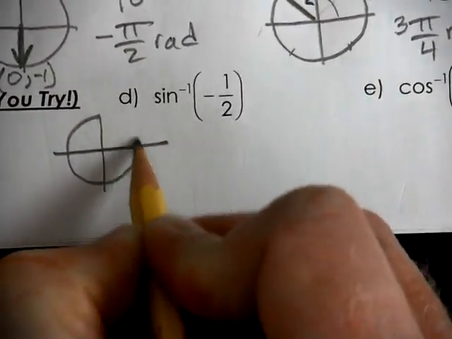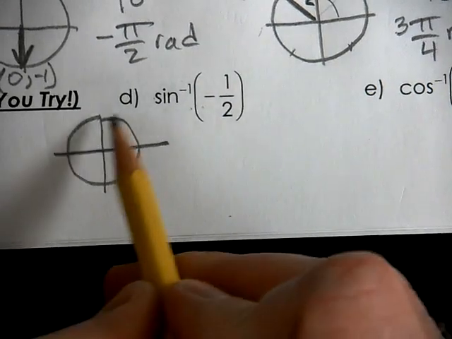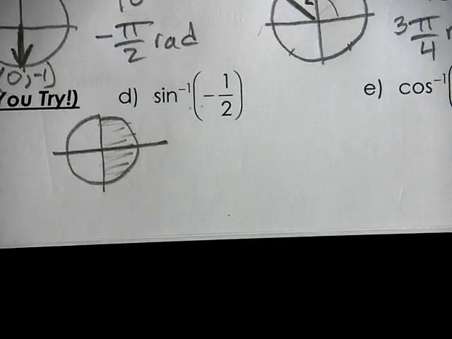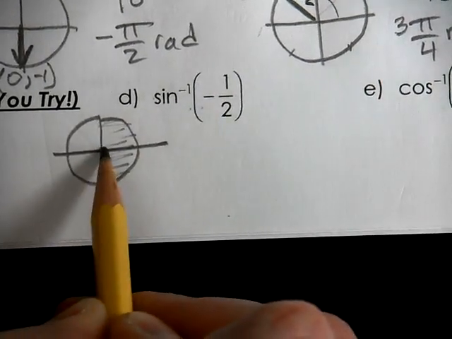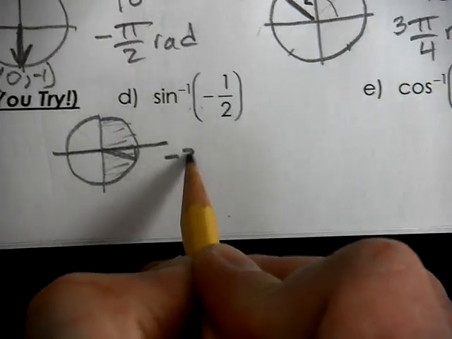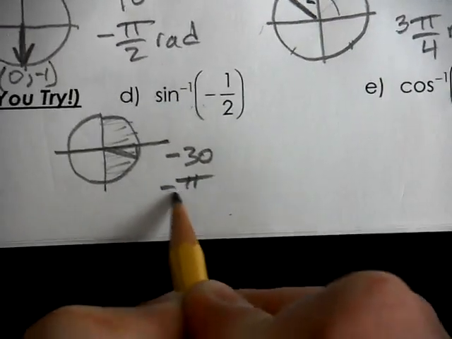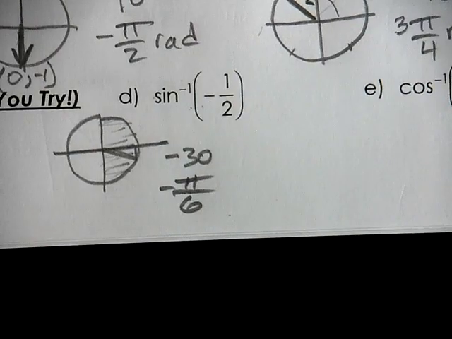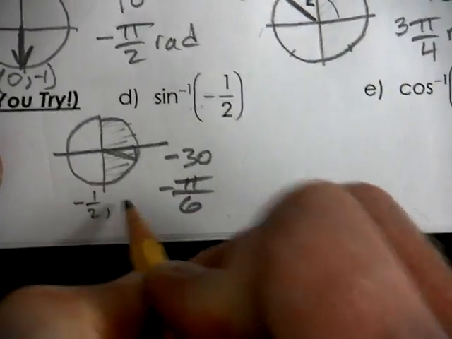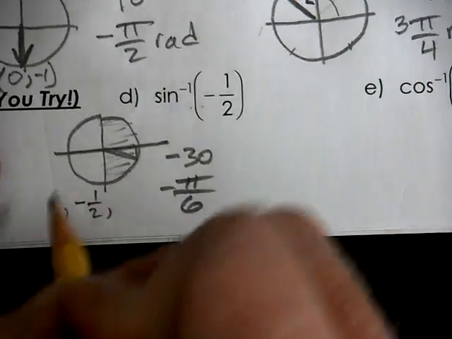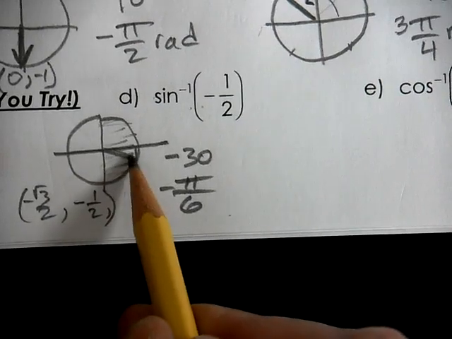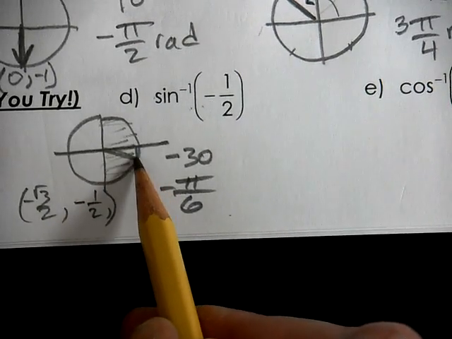So here we have the sine is a half. We know that we use these two coordinates or quadrants. Sine is a half, so sine is down a little bit. So that's going to be way over at negative 30 or negative pi over 6, because this coordinate is negative 1/2. Well, negative root 3 over 2 for x, and the y value is down a little. Over a lot, down a little.